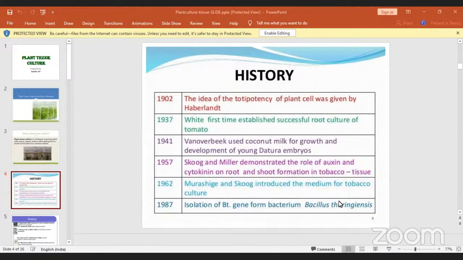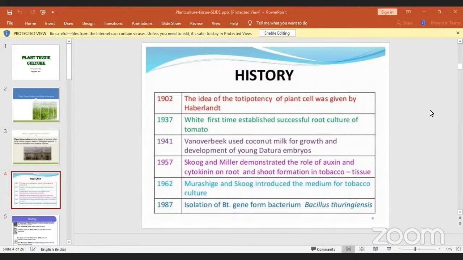So in the year of 1957, Skoog and Miller demonstrated the role of auxins and cytokinins on the root and shoot formation in tobacco. Later in the year of 1962, the culture medium was prepared by the scientists Murashige and Skoog. So these two scientists developed a culture medium, namely Murashige Skoog medium or MS medium, for using of tobacco culture.